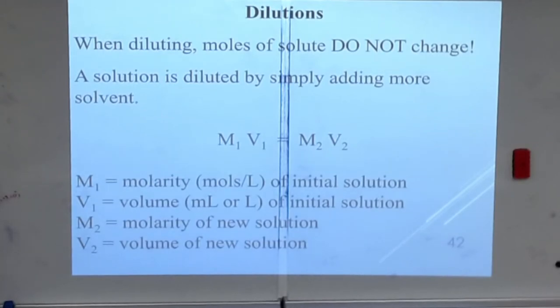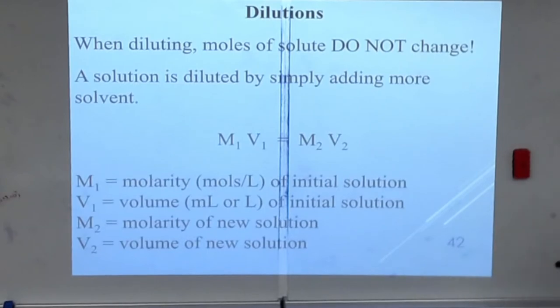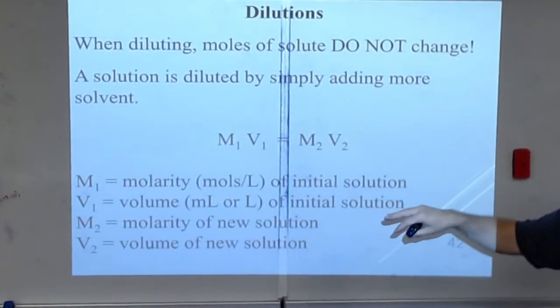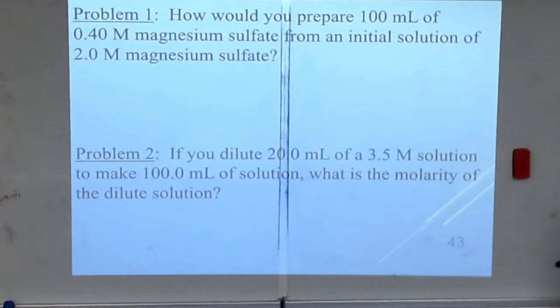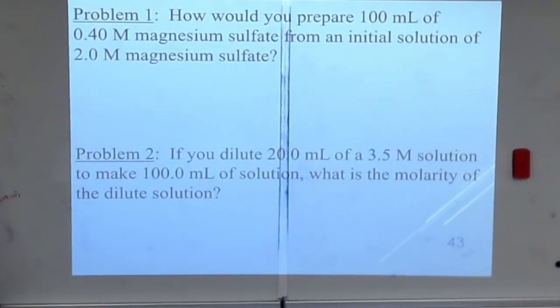And it's just algebra to solve for the missing piece, just like we did with Boyle's Law last unit, where I could ask you initial pressure, initial volume, final pressure, final volume. I can do the same thing here. So how would I prepare 100 milliliters of a 0.4 molar magnesium sulfate from an initial solution of 2.0 molar magnesium sulfate? Do I care what it is in this instance? I don't. I don't care that it's magnesium sulfate. But let's go ahead and take a look.